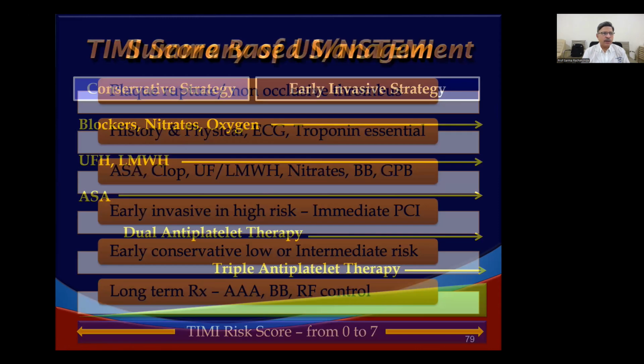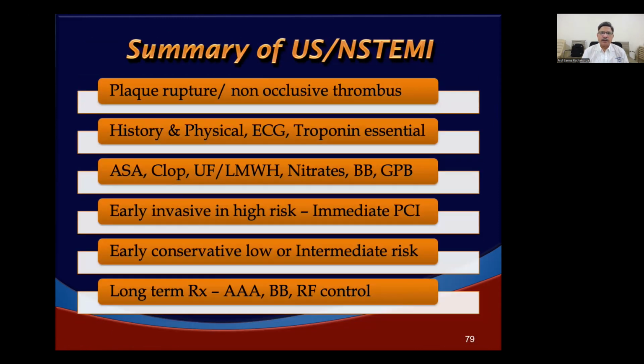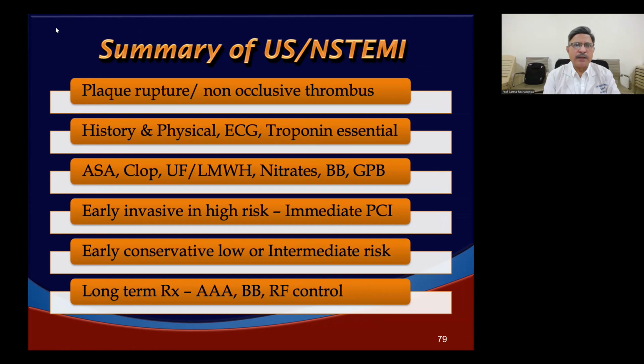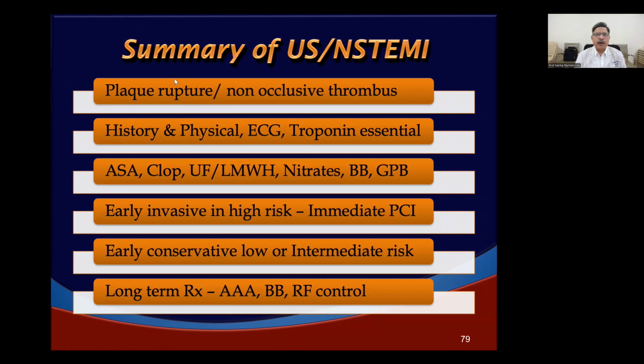Now, summary of the unstable angina or NSTEMI. We have done several slides. Now we are going to summarize that. Number 1, plaque rupture, non-occlusive thrombus. Occlusive thrombus means STEMI. This is non-occlusive thrombus. It is rupture because already I got the enzymes positive and STEMI.